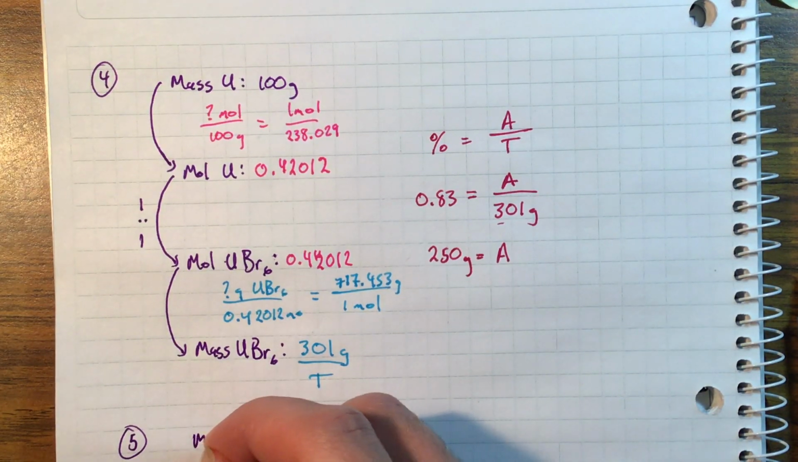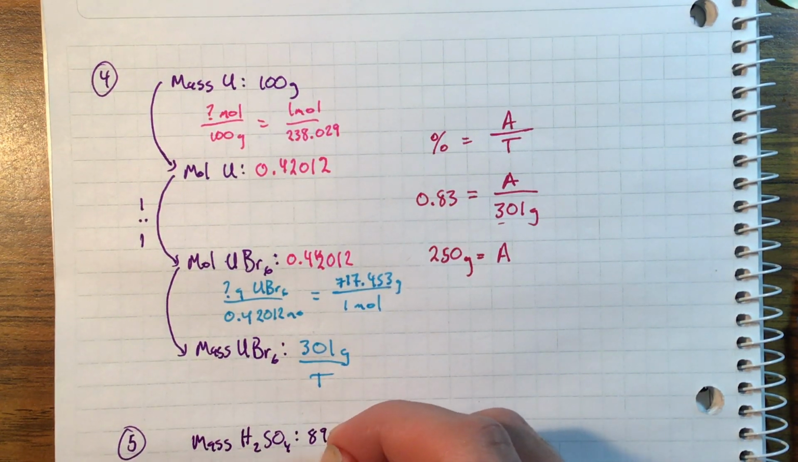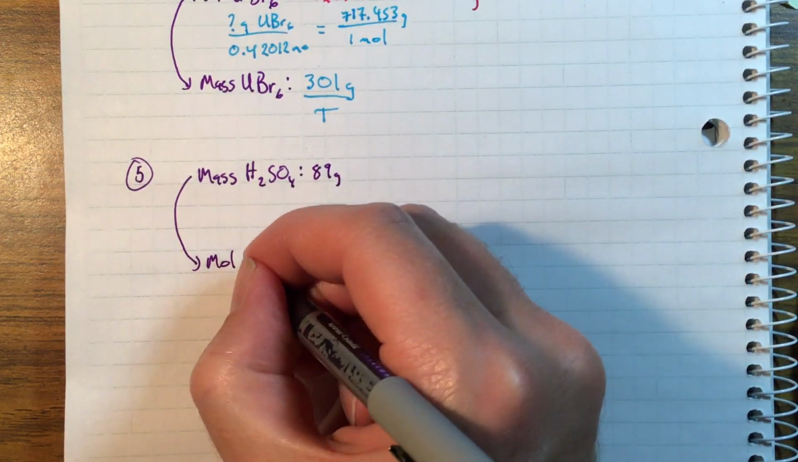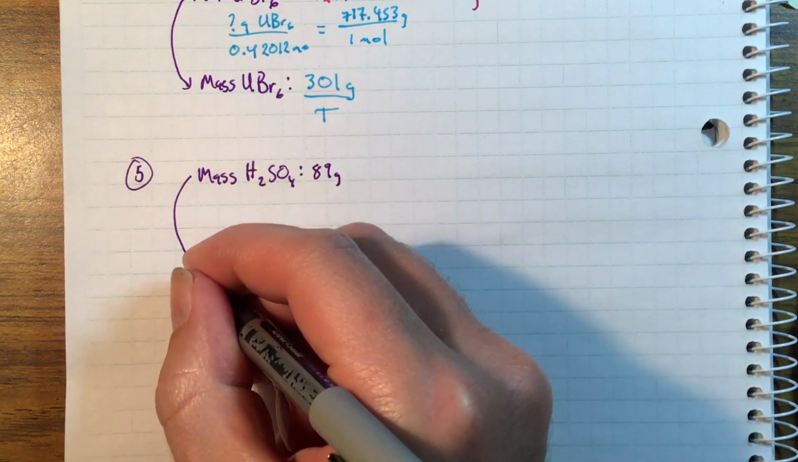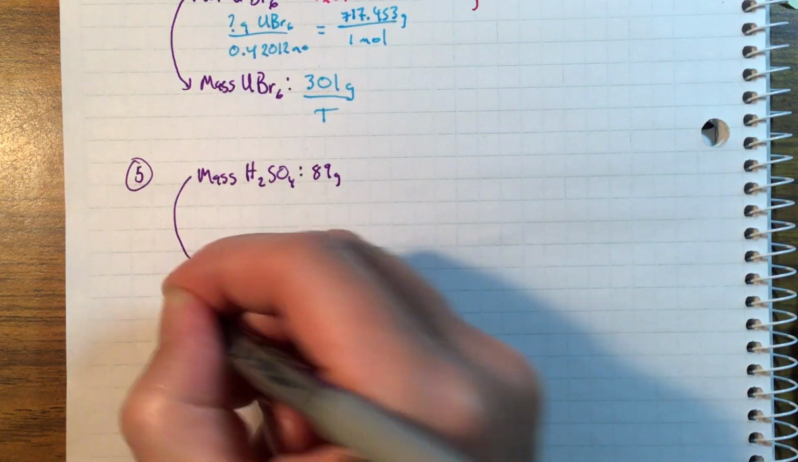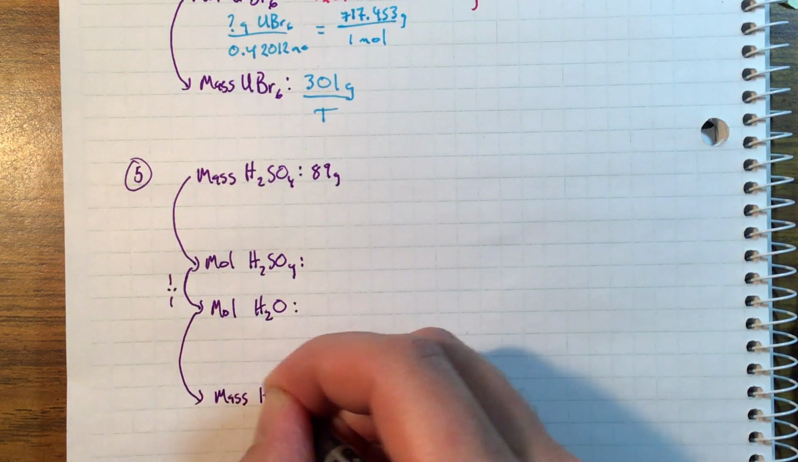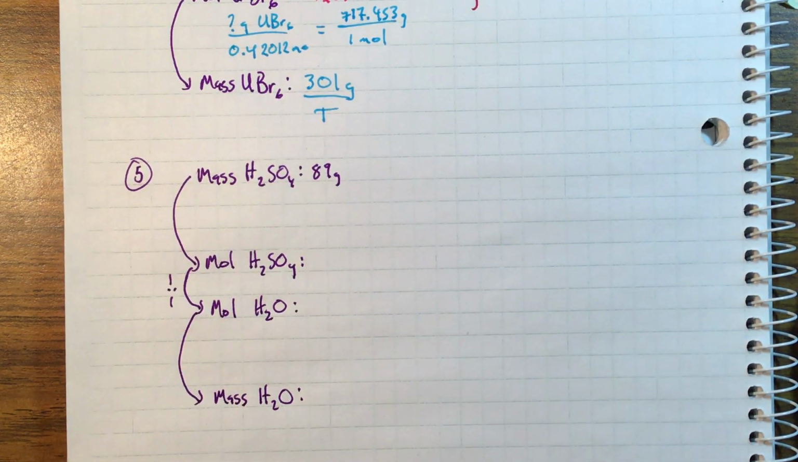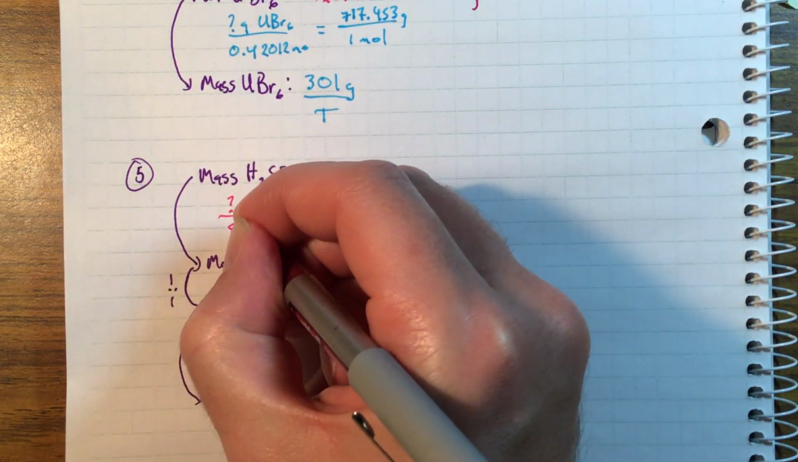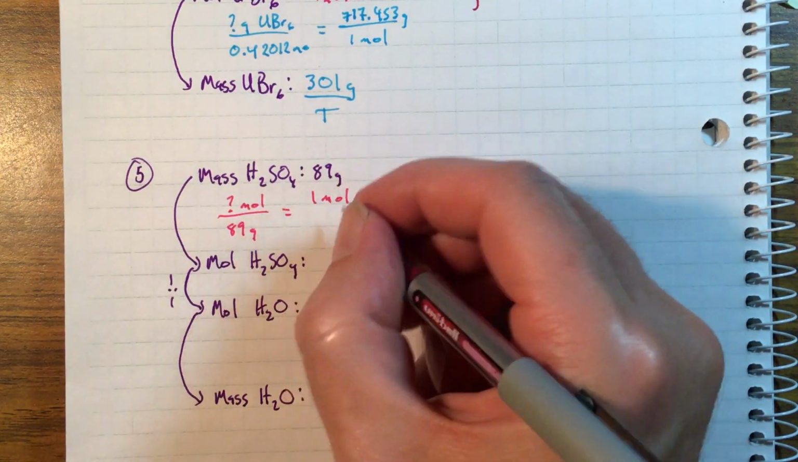So we're going to start with our mass of H2SO4 at 89 grams. We're going to go to our moles of H2SO4 using the molar mass. Then we're going to go to our moles of H2O. It's a 1-to-1, so I don't need to do any work. Then we're going to go to our mass of H2O using our molar mass. Start it off. How many moles are there in 89 grams of H2SO4 if 1 mole has 98.078?